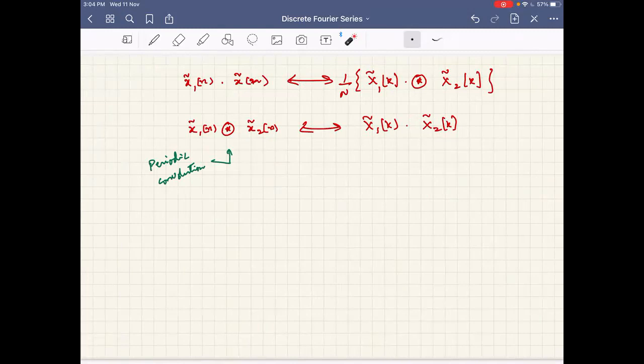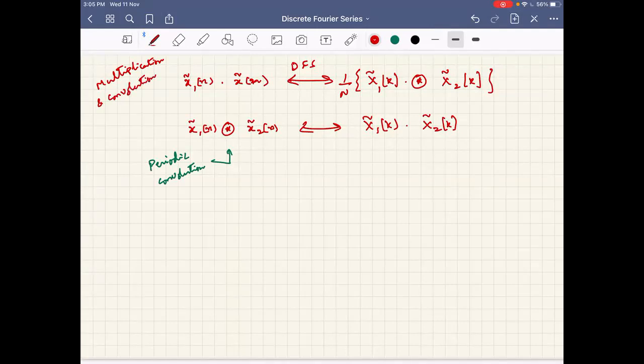If we perform multiplication in the time domain, how does it reflect in the discrete Fourier series, in the frequency domain? Because if you multiply two periodic sequences, the result is also a periodic sequence with a period which is the LCM of these two periods. So you have actually multiplication and convolution.